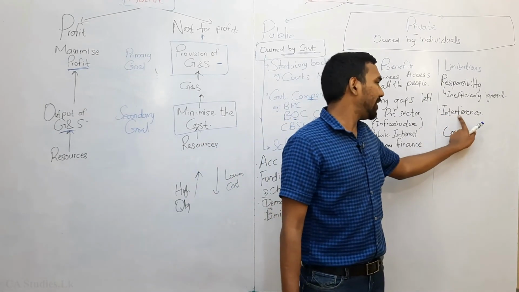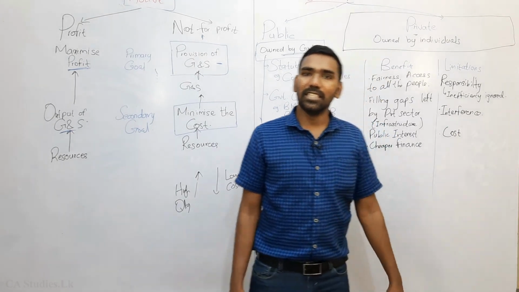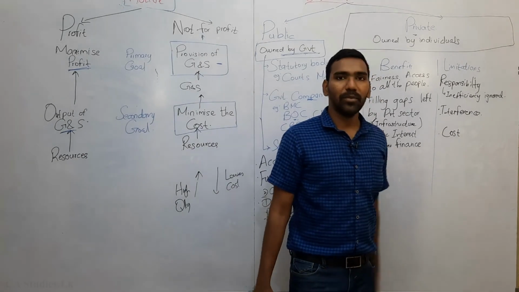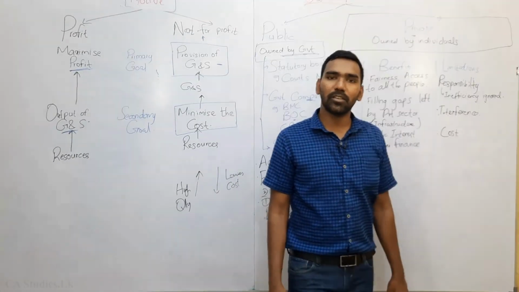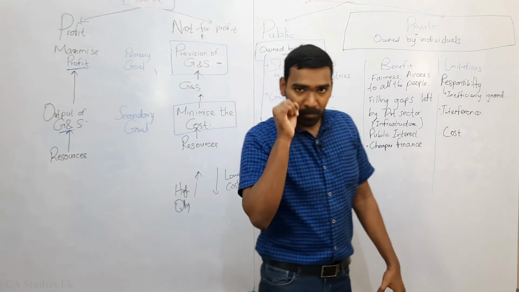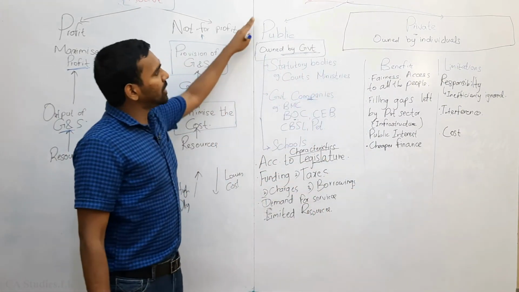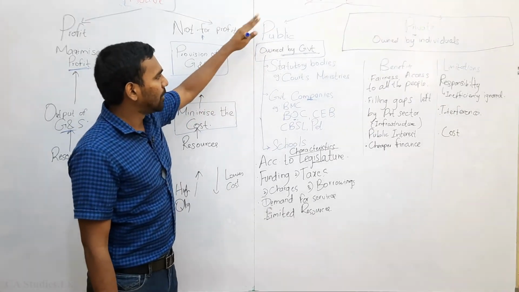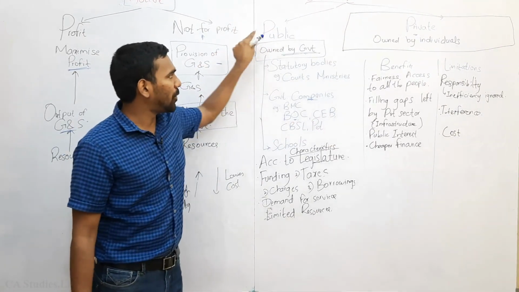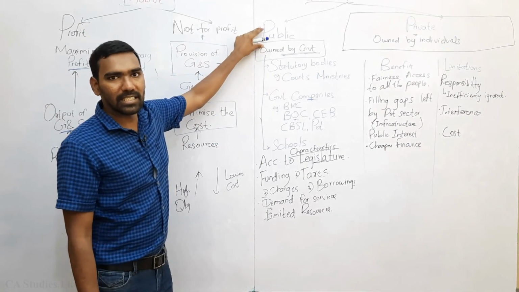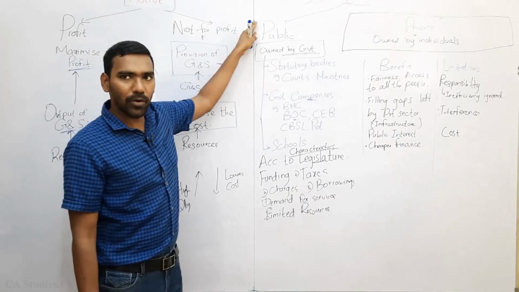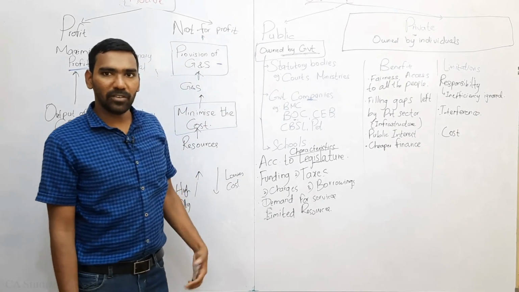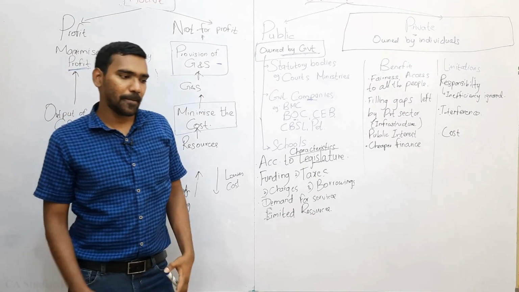The next one is interference by politicians, which can lead to inefficient decisions, as I told earlier. And the cost: people always want these services at the lowest possible cost and highest possible quality. So I advise you to pause the video while you are watching and write this down, because this is all you need to know about public owned organizations in the syllabus. Please make your own notes right now, it will be better before we move on to the next area.